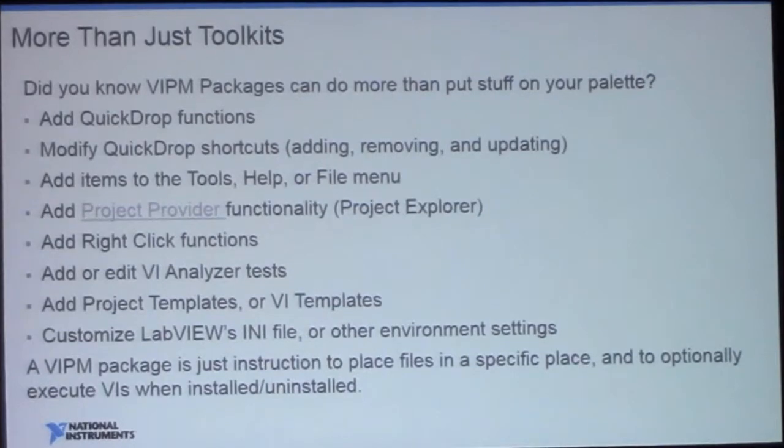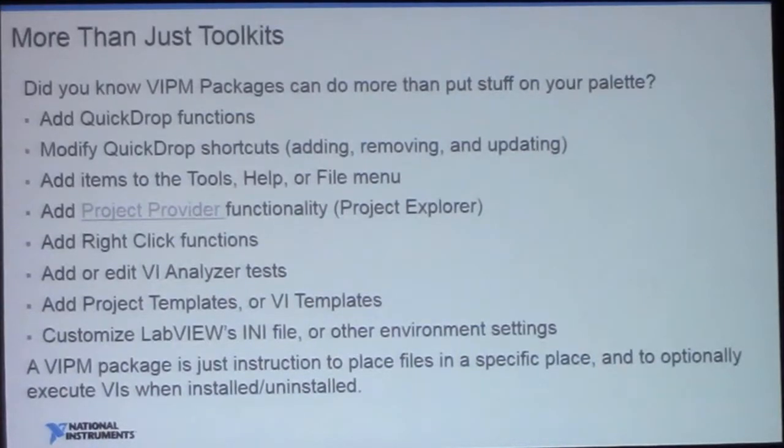You can also modify quick drop shortcuts, and I have examples of that too, where I prefer a lot of the quick drop functions to be one letter if it's a constant. So like cluster constant is just C, and array constant is just A. So I do quick drop C, quick drop A. And so I have a quick drop package that adds a bunch of the shortcuts to it. But you could remove them or update them. You can add things to the tools menu, the help menu, the file menu, which is also a lot of neat tools can come out of there.